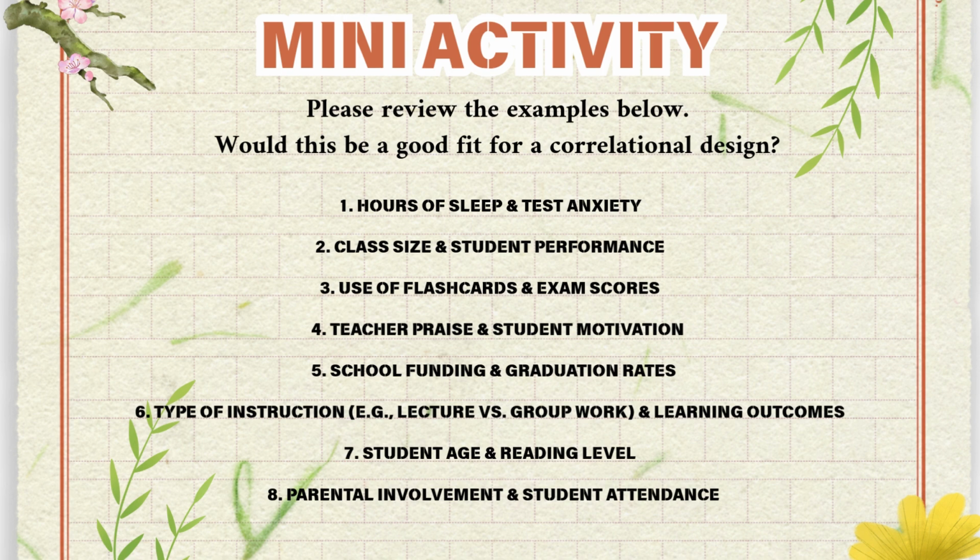Number 7, student age and reading level. This is correlational because both variables are naturally occurring and measurable. You can examine if older students tend to have higher reading levels, and so that helps us see that this is correlational. Number 8, parental involvement and student attendance, and this is also correlational. You can measure parental involvement, like the number of school visits, how often they're in the classroom, the number of minutes, things like that, and the attendance records to see if there's a link between these two.